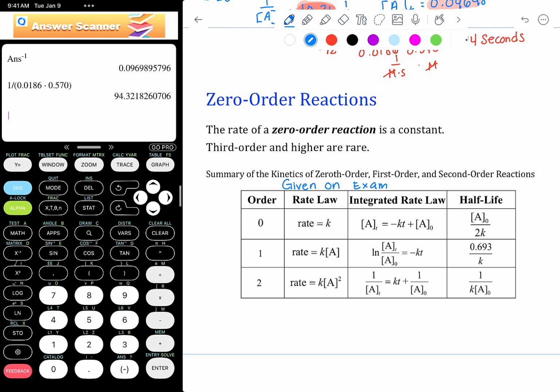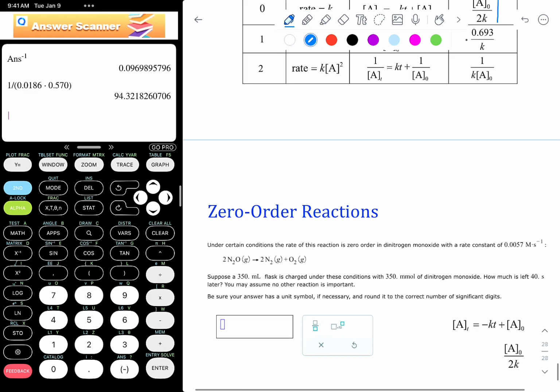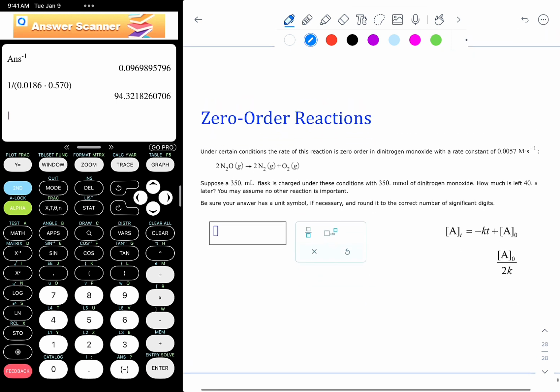So for zero order, which is the new one that we're looking at, the integrated rate law is very similar to the second-order rate law, where we have A at some later time is equal to negative kt plus the initial concentration, and the half-life is the initial concentration over 2 times k. So let's utilize those two new equations and practice some zero-order reactions.